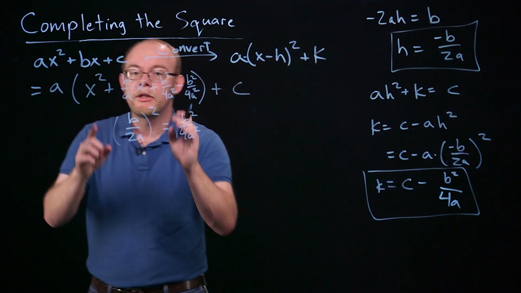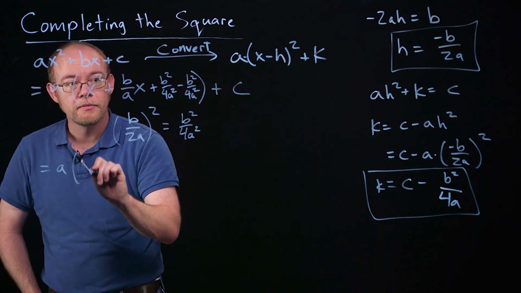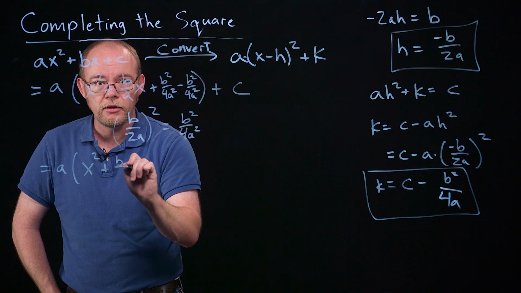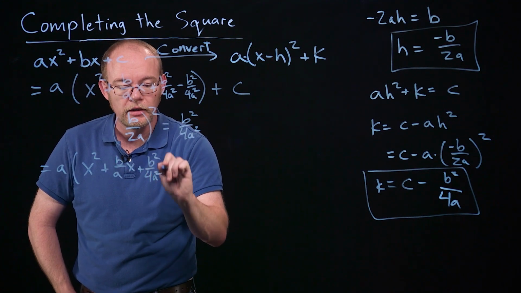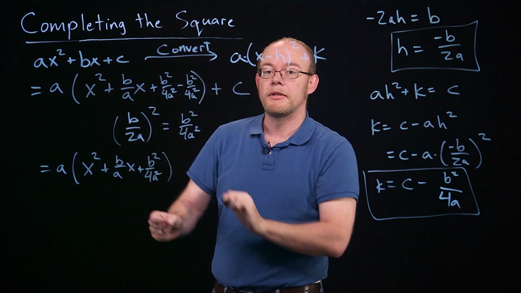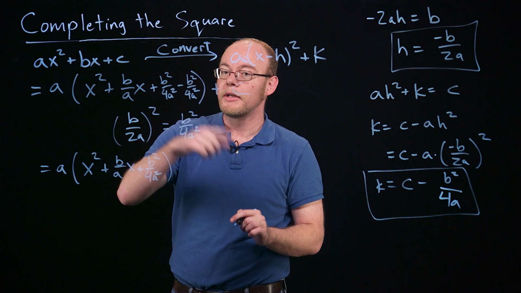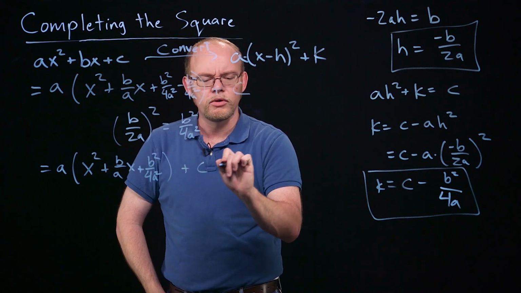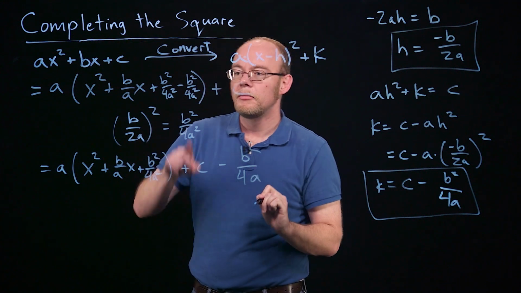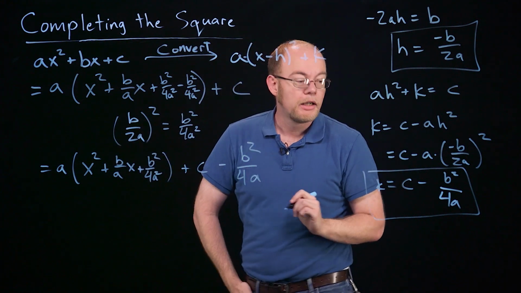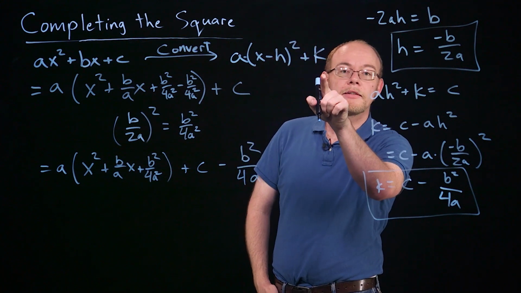So what we're going to do is we're going to distribute this part and this part out. So you get a times x squared plus b over a x plus b squared over 4a squared. So that's the first bit that we left in there. And we're going to take this negative b squared over 4a squared, multiply it by a, and move it out. And if we do that, we'll just move it to the end. We get minus b squared over 4a, because one of the a's cancels out. And if we look at this, this is exactly what we expected our k to be, so that's correct.